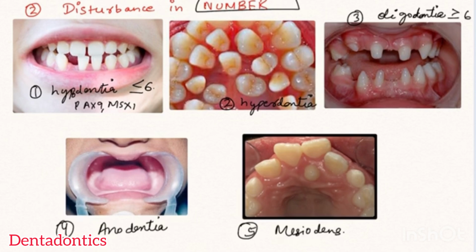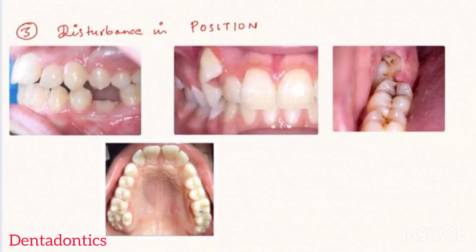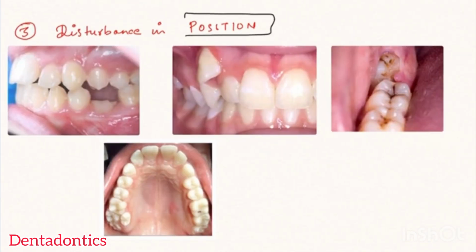It is most common in craniofacial syndrome and cleft lip and palate. So these are the disturbances in number: hypodontia, hyperdontia, oligodontia, anodontia and mesiodens.